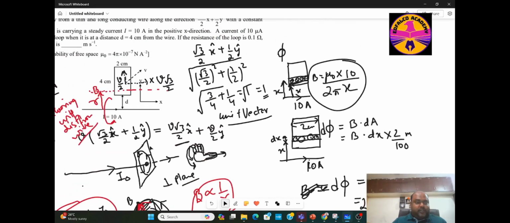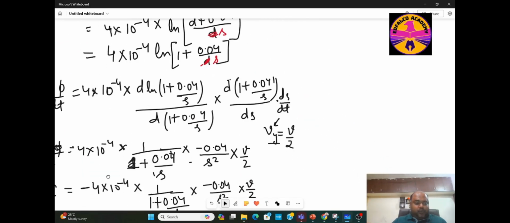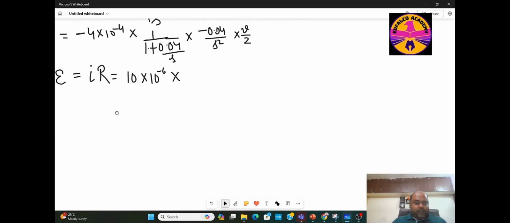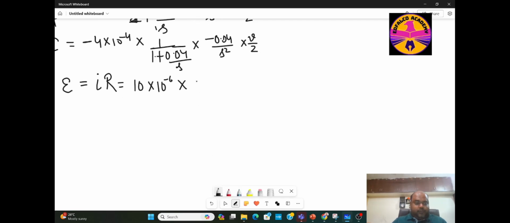How much was the resistance given? Let's look at the resistance. It was given as 0.1 ohm. So this is 1 by 10, right? So overall it is coming as 10 to the power minus 6 volt, right? This is current in ampere into ohms, which means it will come in volt. So 10 to the power minus 6 volt is the EMF that is getting produced. I will equate this to this.